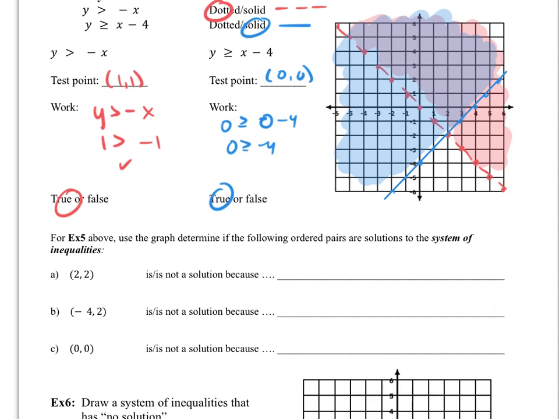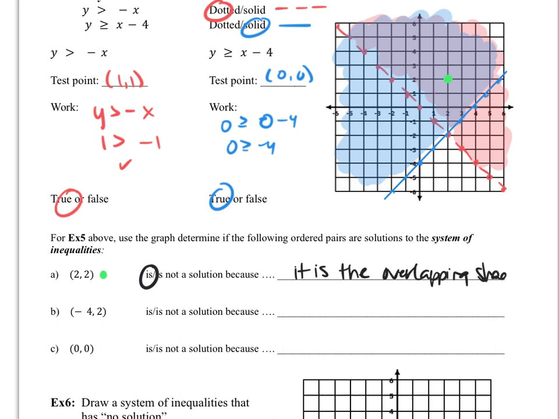So here we're going to investigate what it means for these points to either be solutions or not. So 2, 2, I'm going to go over here, and I'm actually going to plot it. So that means I'm going to go over 2 and up 2. I'll put a point there. And 2, 2 is located in the blue region. It's also in the red region. It's in the overlap. So what I'm going to circle here is that 2, 2 is a solution because it is in the overlapping shaded region.